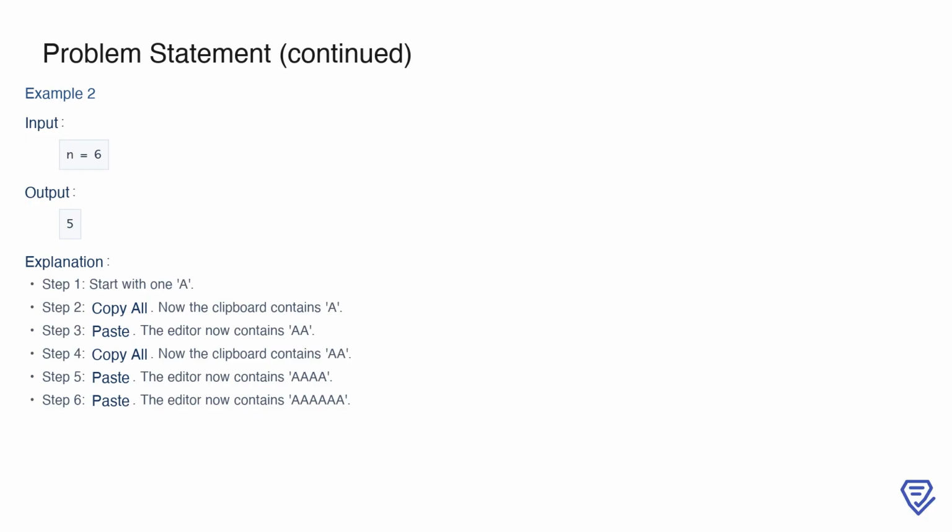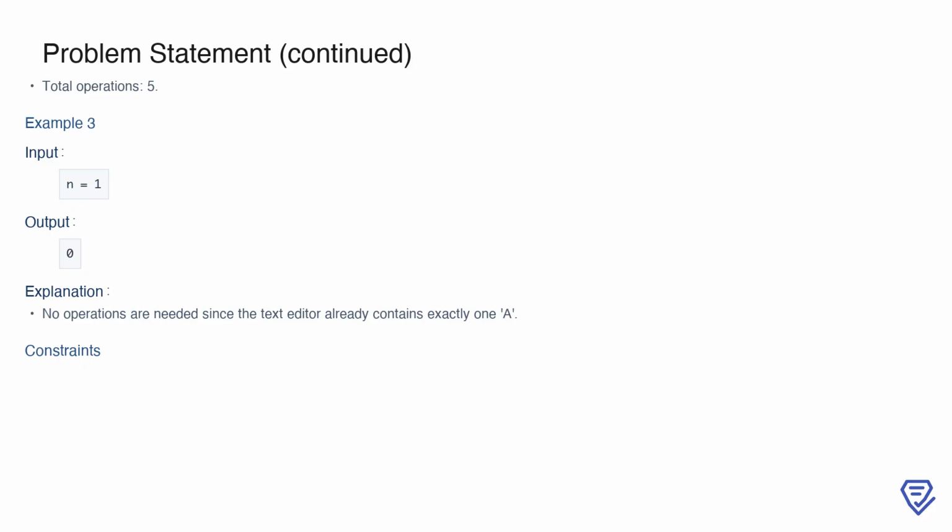steps needed. In the third example, we look at the case where n equals 1. Here, the text editor already starts with one A, and since the target is also 1, no operations are needed. The output for this case is 0. This demonstrates that when the initial state matches the target, no further actions are required. It's a simple edge case but important to consider when solving the problem.